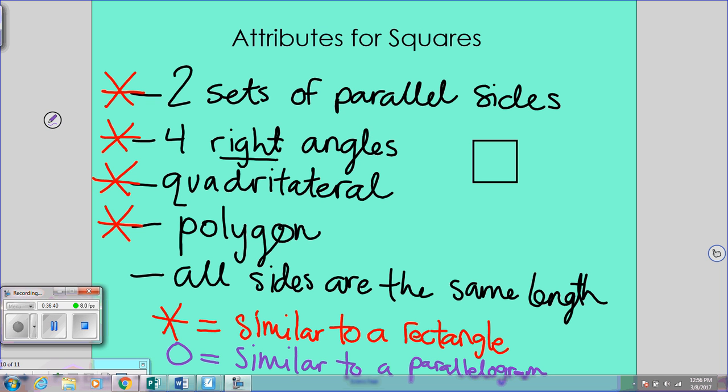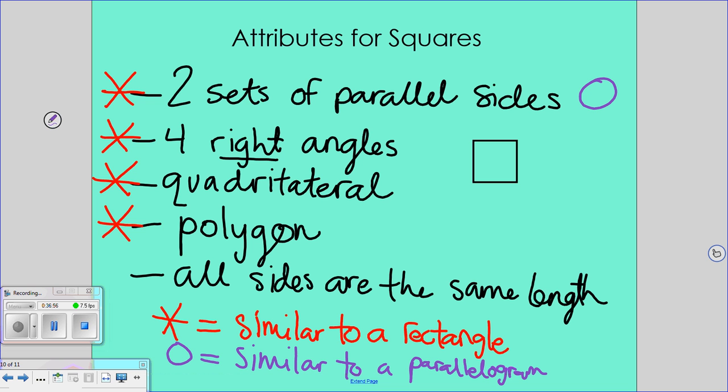Something that's an attribute for a square, but also a parallelogram. Harley, give me one. Two pairs of parallel sides. Yeah, parallelograms also have 2 sets of parallel sides. I'm going to put mine on the side just because I don't have any room. So that's something that it has in common with a parallelogram.